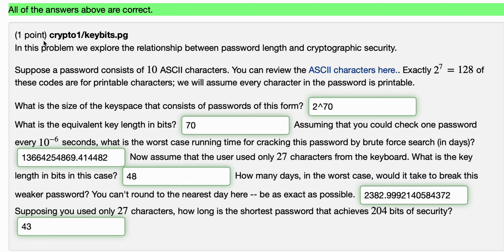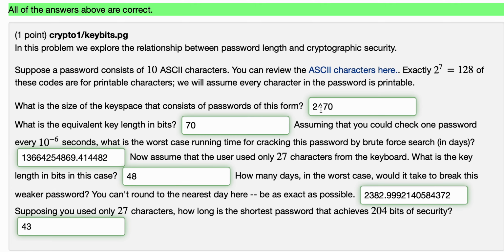So what you're looking at is the relationship between the length of a password and cryptographic security. This is a very important thing to understand. We have an assumption to begin with, which is that we're looking at a password which is 10 characters long. And we're going to assume that each one of those 10 characters could be one of 128 possibilities. It says, what is the size of the key space that consists of passwords of this form? What it's asking is, how many passwords are there that are 10 characters long and are one of these 128 characters? So maybe it's clear.